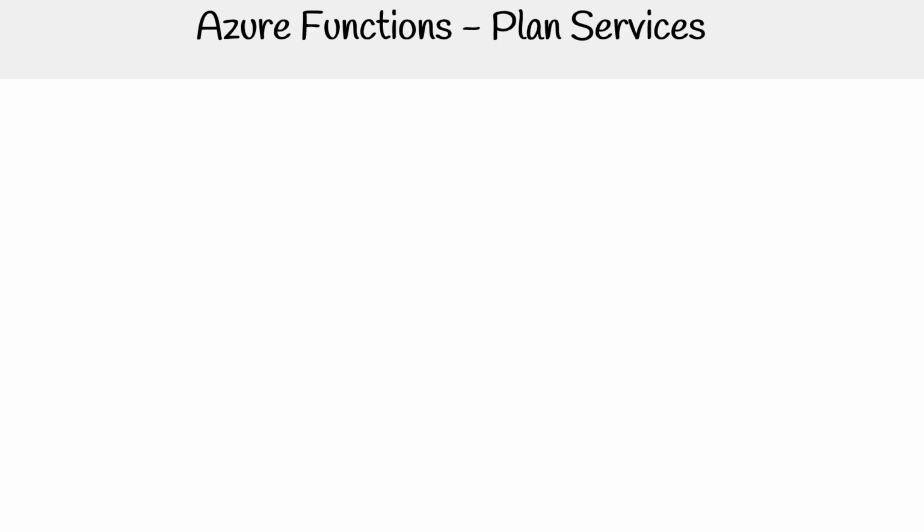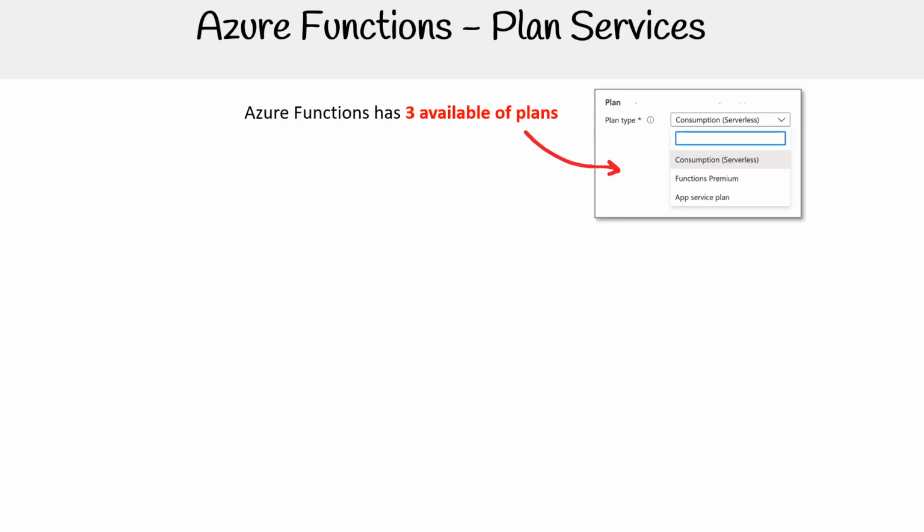Let's take a look at plan services for Azure Functions, and we have three to choose from: Consumption, Function Premium, and App Service Plan. Very different, very interesting options for you to decide where you want your compute to run and how your compute runs for functions. You do not see AWS or Google Cloud doing that, but the flexibility here is very interesting.